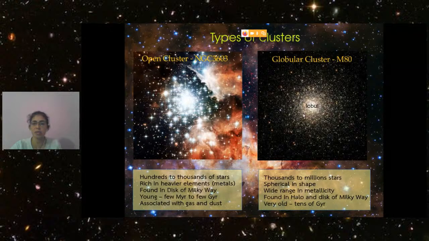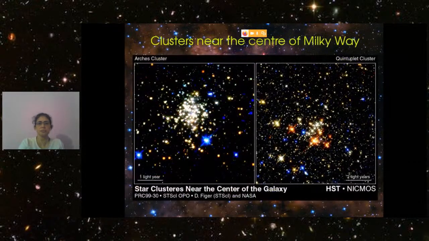On the other hand, globular clusters have thousands to millions of stars. They are generally spherical in shape and have a wide range in metallicity. They are found mostly above and below the disk of the Milky Way, and they are very old, some of the oldest objects in the universe, and in galaxies also. The age is of the order of tens of gigayears.